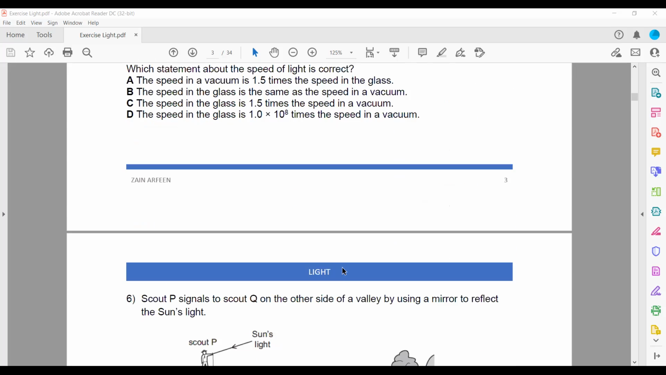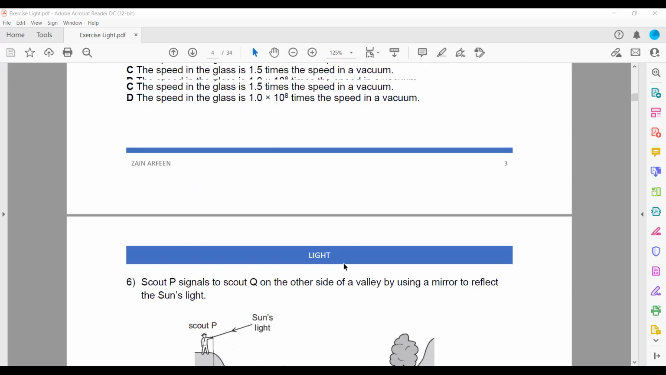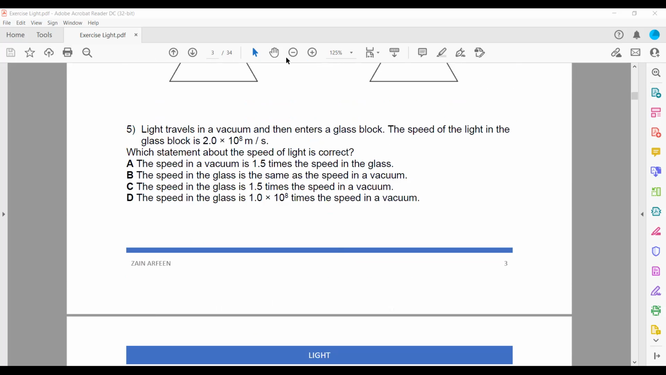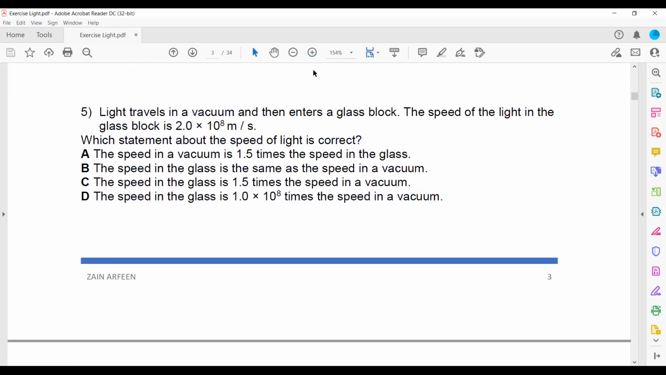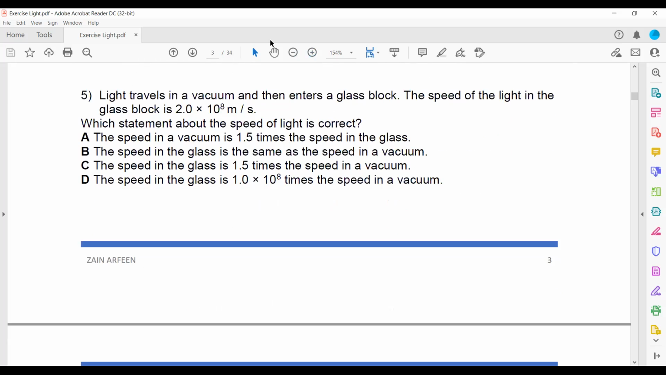Only we'll do the questions related to the concept of refractive index. So when the light travels from air to glass, the speed of the light changes or decreases. So in this question, a light travels in vacuum, then it enters a glass. The speed of the light in a glass is 2 × 10^8. Which statement about the speed of light is correct?